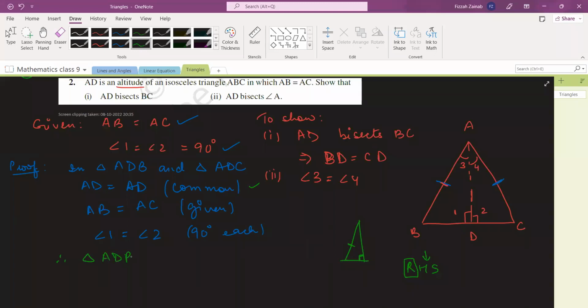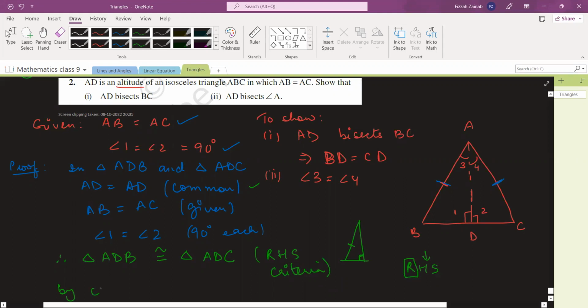Triangle ADB is congruent to triangle ADC by RHS criteria. Now, since they are congruent, by CPCT, all the corresponding sides and all the corresponding angles are equal. So by CPCT, side BD is equal to side CD, right?